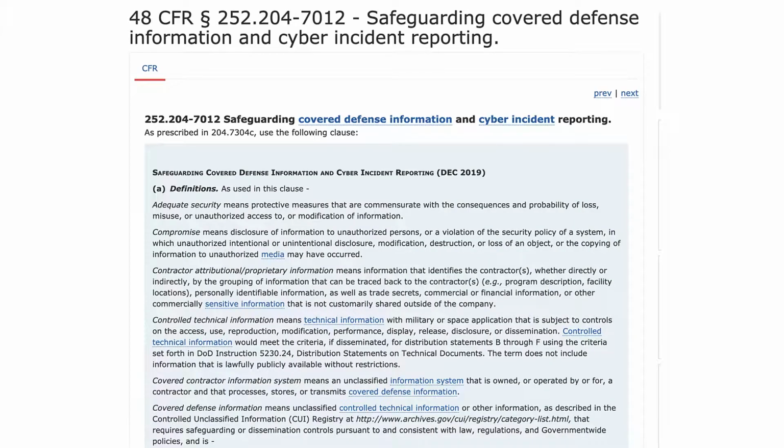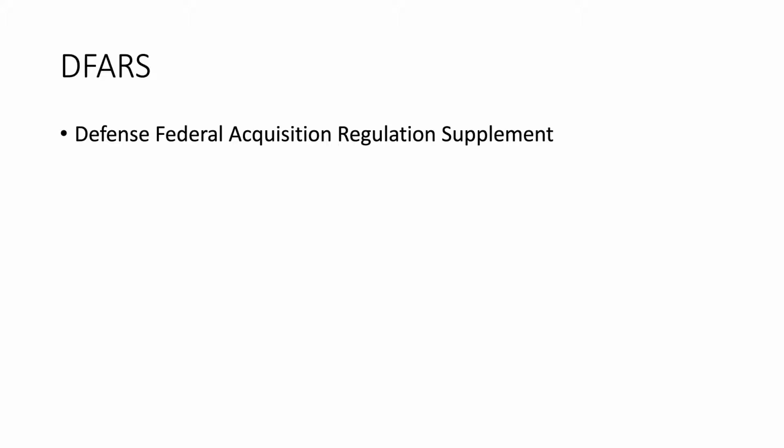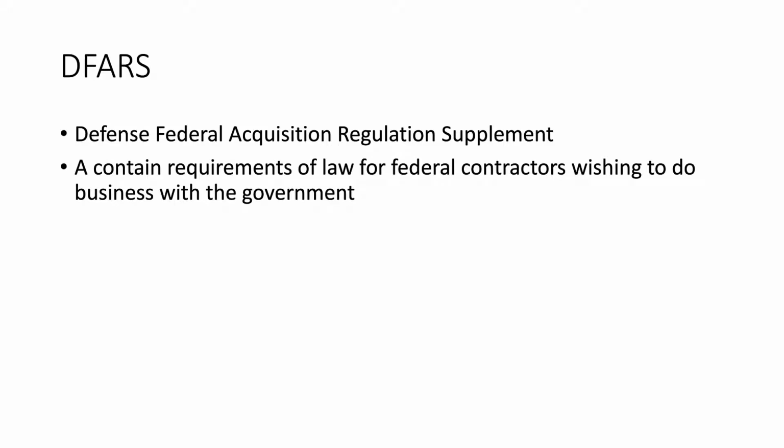So the first regulation we'll be discussing, and really the driver for all the other regulations, is something called DFARS 252.204-7012, Safeguarding Covered Defense Information and Cyber Incident Reporting. And DFARS stands for Defense Federal Acquisition Regulation Supplement. And this regulation contains requirements of law for federal contractors wishing to do business with the government. That is, a federal contractor that wants to bid on a federal contract.